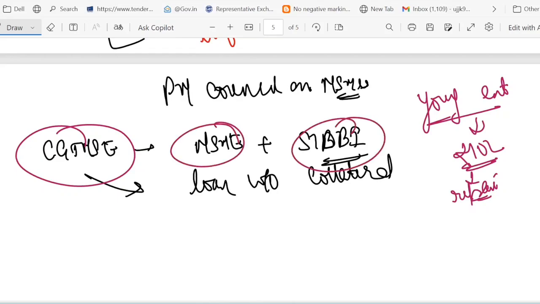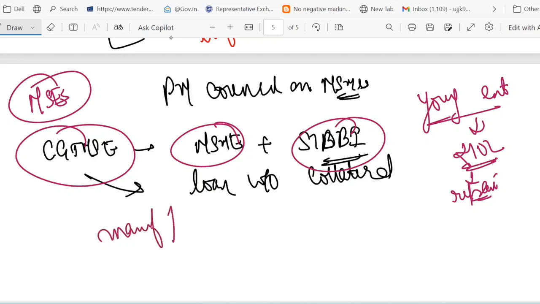The purpose is to help the MSE, not large enterprise. The purpose is only to help the MSE, micro and small enterprise, to get loan without collateral or third party guarantee. How does it work? It works by giving the bank a guarantee cover, and it applies to manufacturing and to the services, right? Remember it. And it is not about marketing and not about subsidy, not for larger industry.